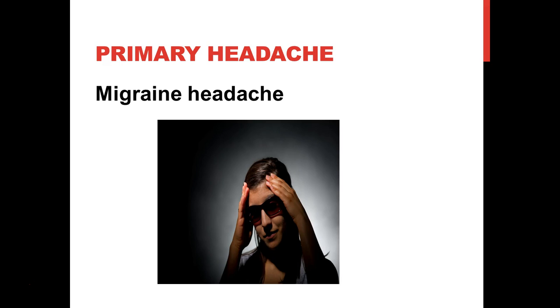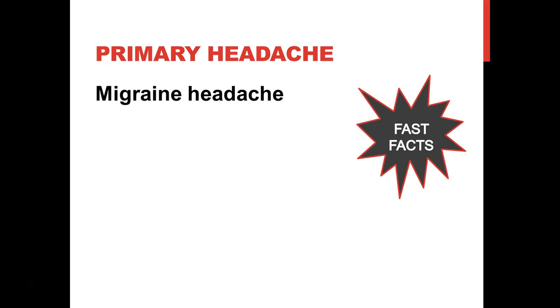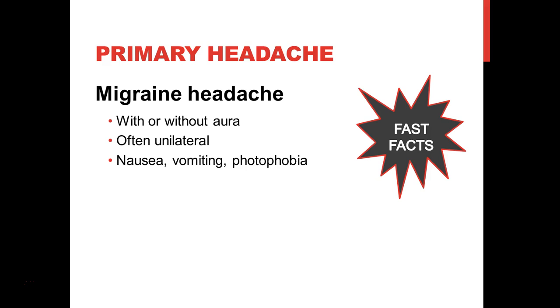Migraine headaches. Migraine headaches come in lots of different forms. Many of them have an aura that lets the person know the headache's about to come on, but not all do. Classically, they're on one side of the head, but again, this is not true for all migraine headaches.